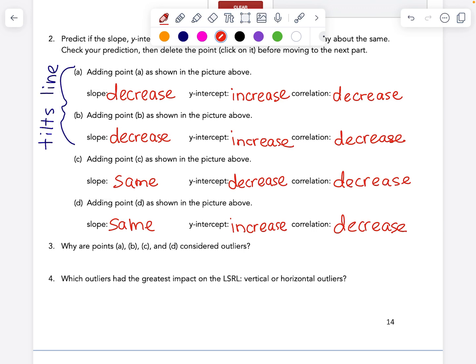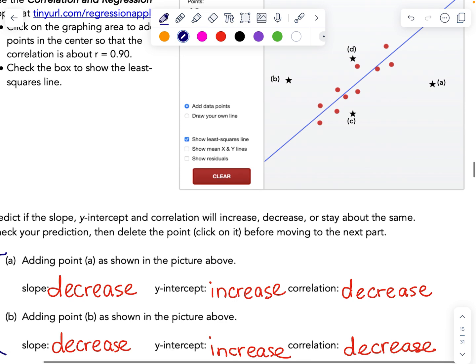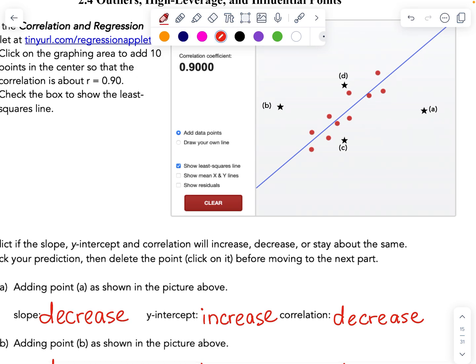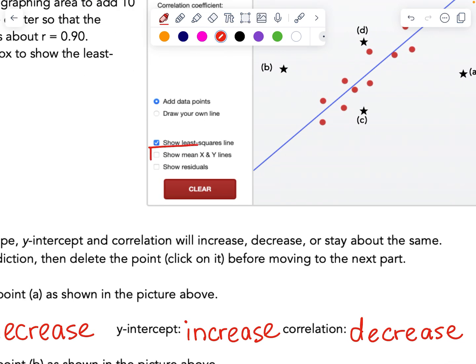And so to summarize points C and D here, we can say that these points shift the line up or down. Okay? And notice, I'm going to sketch in our mean X and Y lines really quickly.